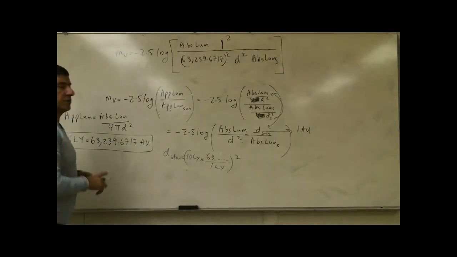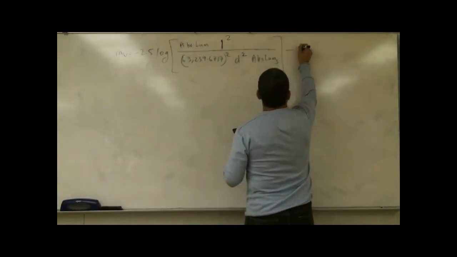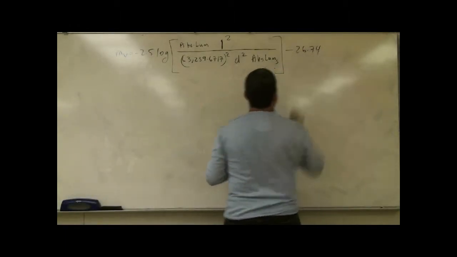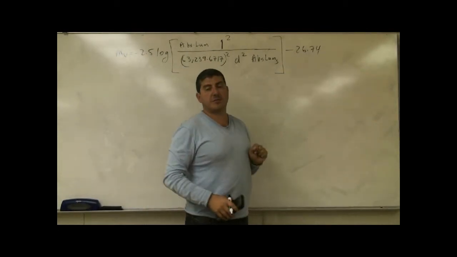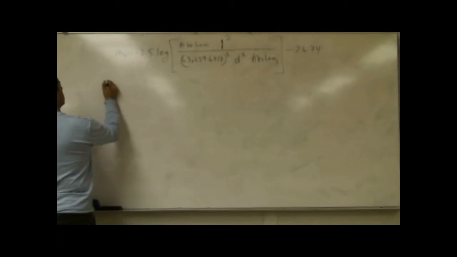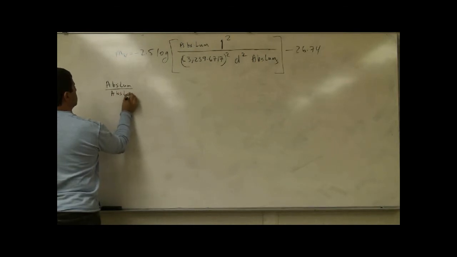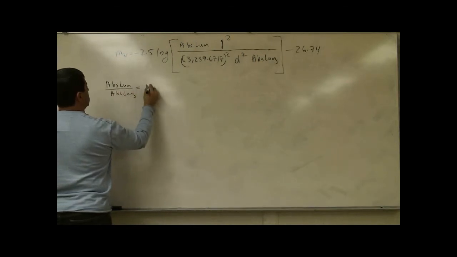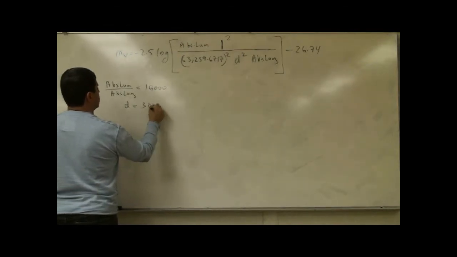Okay, so let's see how this equation will work. Now I need to also put the 26.74 because that's my reference, the apparent magnitude of the sun on the Hipparchus scale. So now let's practice this. Let's say there's a star where the absolute luminosity of the star over the absolute luminosity of the sun is 10,000. Let's say the distance of the star is 30 light years away.